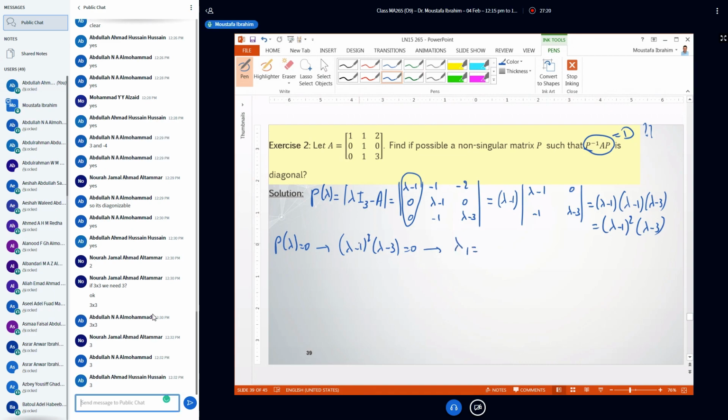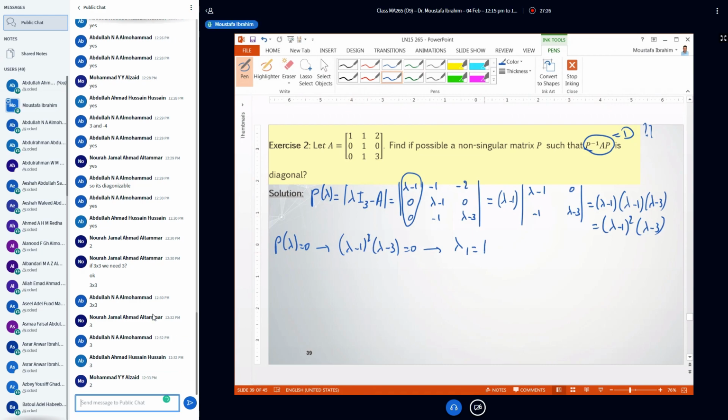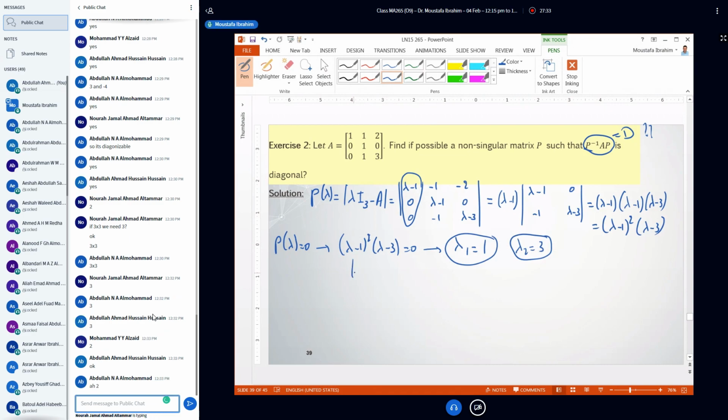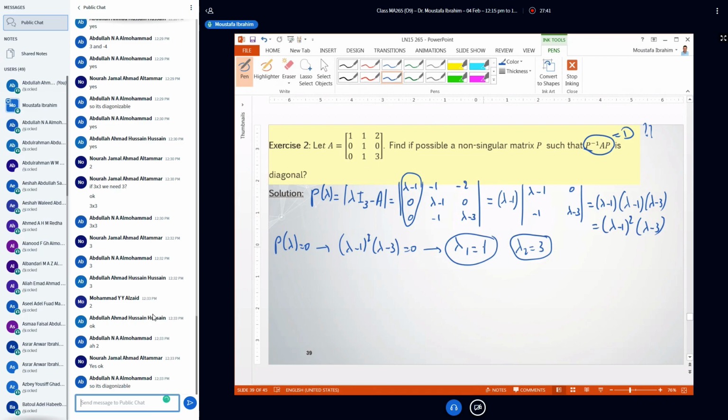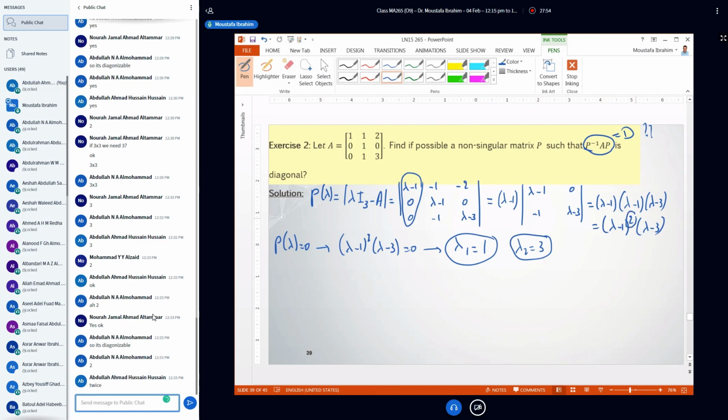Lambda 1. How come 3? This factor equals 0 means lambda 1 equals 1. The second factor, lambda minus 3 equals 0, lambda 2 equals 3. Only two. How come 3? From here you will get lambda equal 1, and here you will get lambda equal 3. And guys, lambda 1 equal 1 is repeated how many times? 2. Yeah, because here, look, it's repeated twice. Very good.